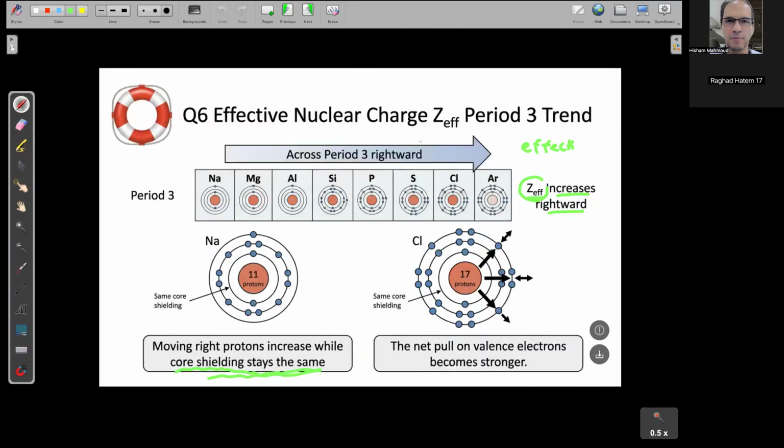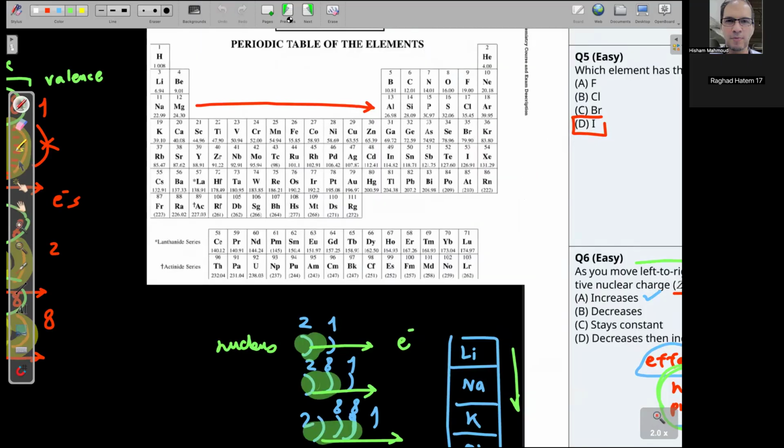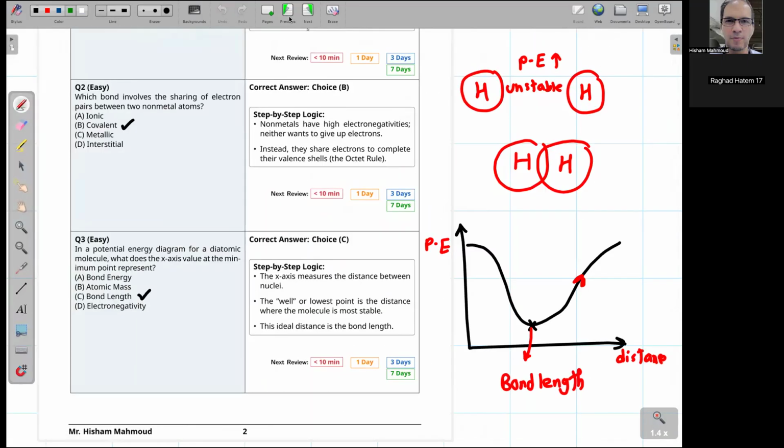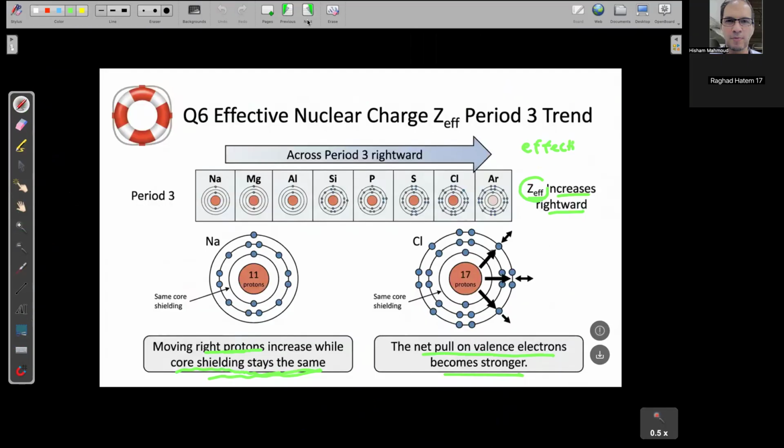So nothing reduces it. It only depends on the number of protons. So the net pull on the valence electrons becomes stronger. Why does it become stronger? Because the number of protons is increasing. Let's see the next question. That should be question number 7.